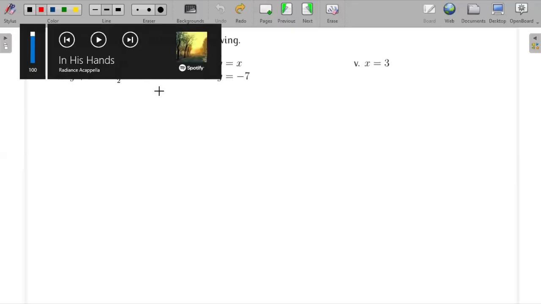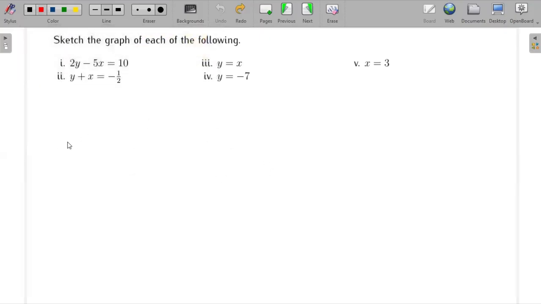All right, so we're looking at tutorial sheet 3, and we start from question 1. It asks us to sketch each of the following. And when you look at this, you see that these are just linear functions.